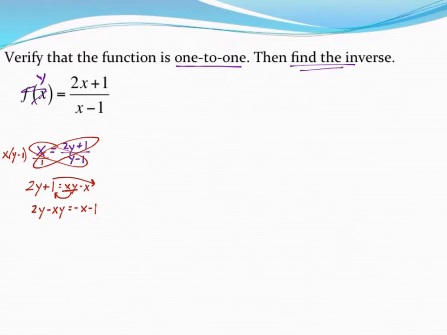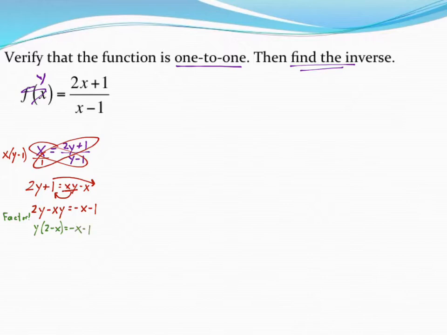Here's my favorite part of the problem, and probably your favorite part too. Your favorite F word: we want to factor this. Since my y's are all gathered together on one side, let's just factor out the y. What's left behind when I factor out a y is 2 minus x, and then that's equal to negative x minus 1.